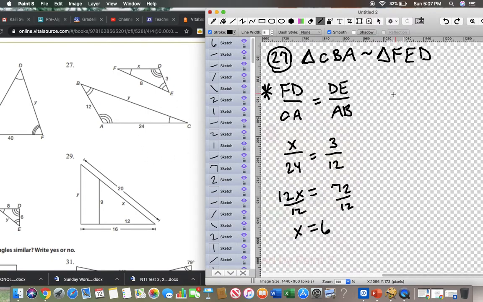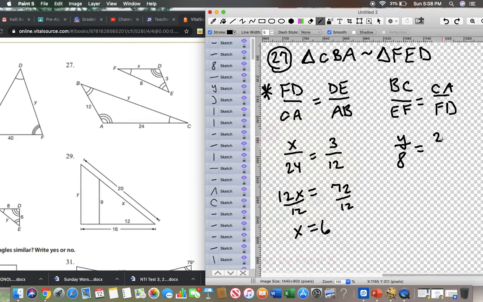Y is going to be segment BC over, let's see, BC and EF are corresponding sides, and then we can use any other corresponding sides. But remember, we started with the big triangle, so we have to start with the big triangle. Let's do CA. And what corresponds with CA? FD. Here we go. BC, that is Y. EF is 8. CA is 24. And FD is X, which we found to be 6.